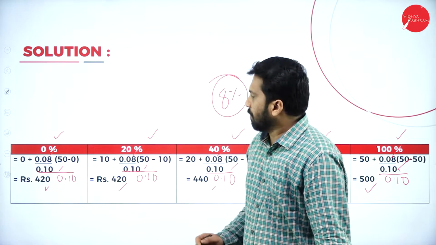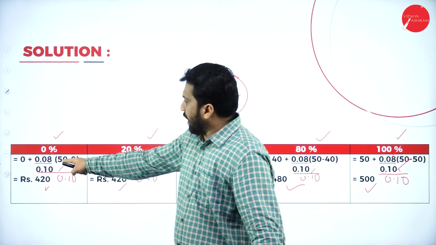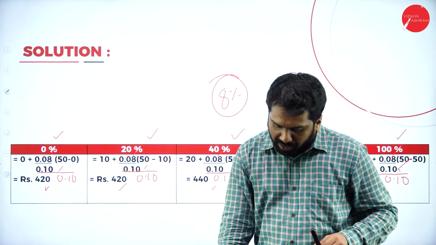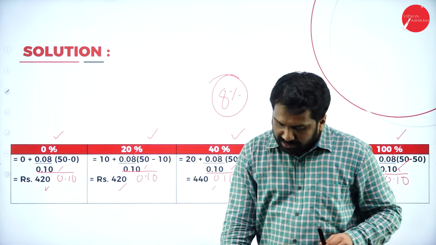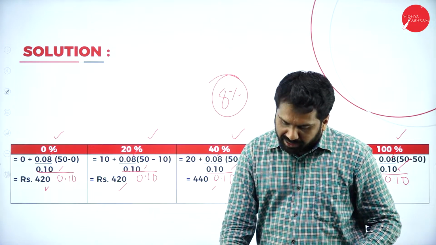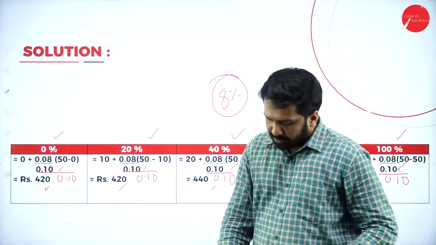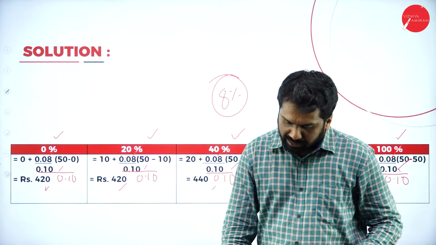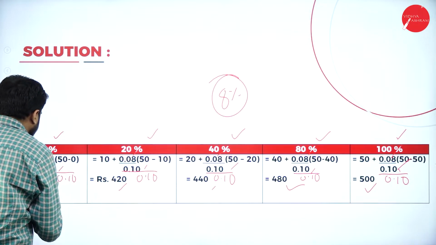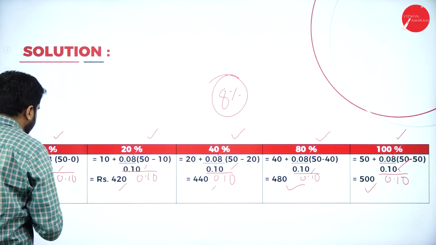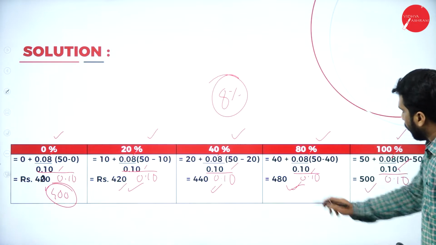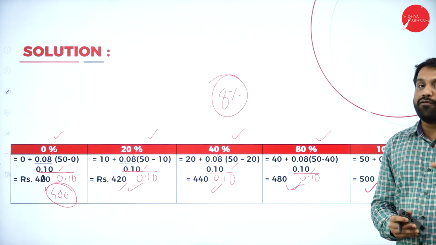I'll cross check this once. So your answer will be, so we have 50 minus 0, you will get 50 only, 0.08 divided by 0.10. I got 0.8, then multiplied with 50. I got 40 divided by 0.10. So the answer must be 400. It is not 420. This must be 400. Your answer is 400, 420, 440, 480. And the last answer is 500.